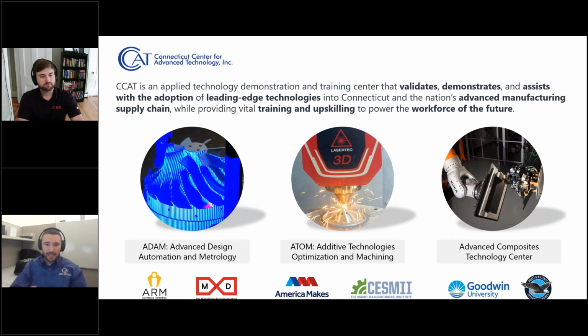So we're kind of split into three main areas at CCAT. The advanced design, automation, metrology section is primarily where I work out of. We also have advanced technologies, optimization, and machining. So that's where things are actually made.